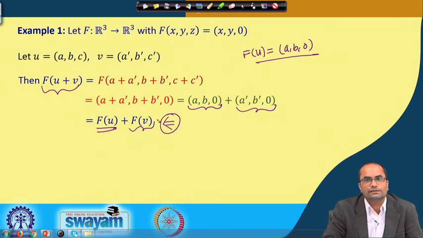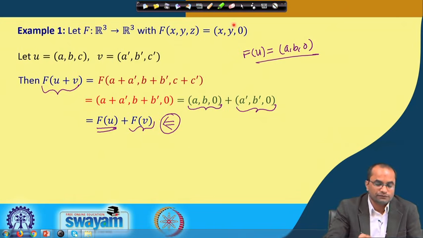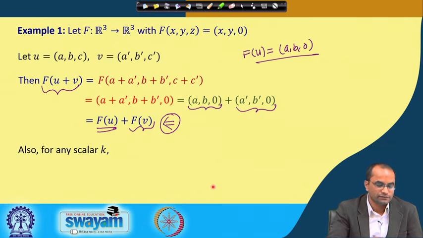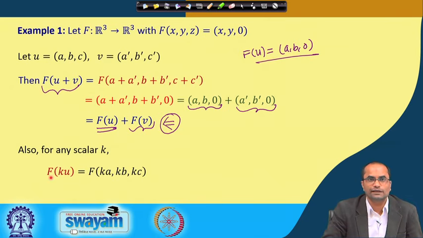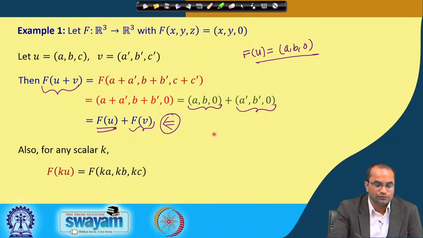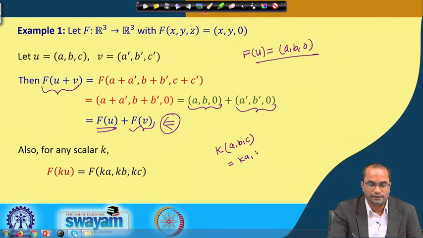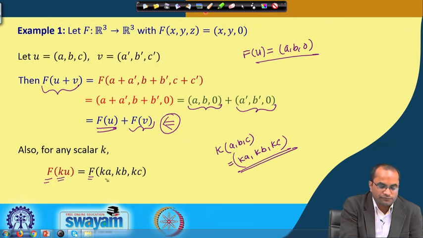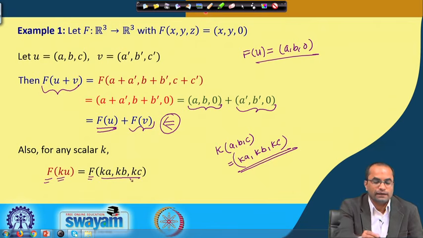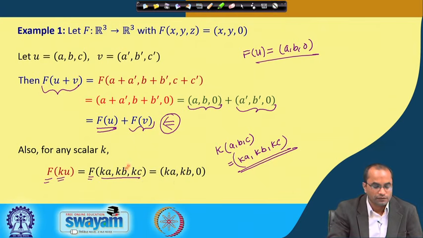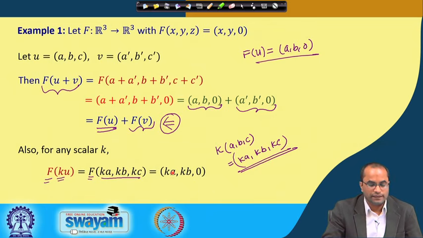So, the first condition of linearity is satisfied, and now we will check the second one, which is also trivial in this case. For any scalar k, we consider f of k times u. As per the definition, k will be multiplied to each component of (a, b, c). So, this will be (ka, kb, kc). Now we are getting f on (ka, kb, kc), and as per the definition of this map, we will get (ka, kb, 0).